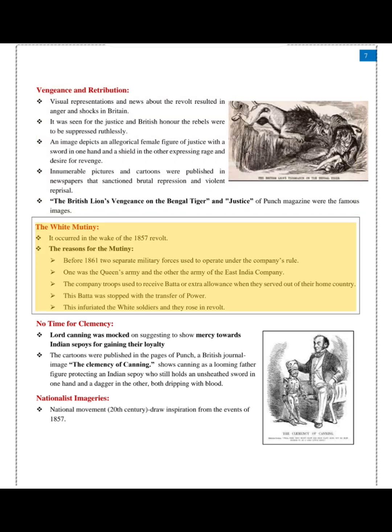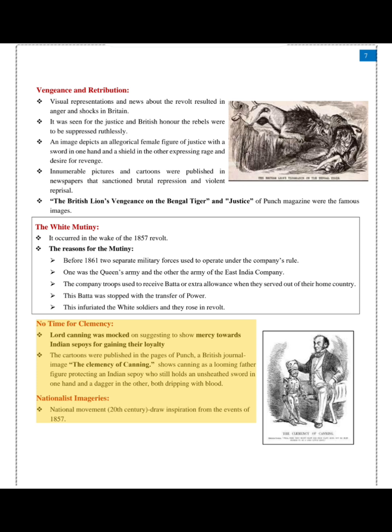The White Mutiny. It occurred in the wake of the 1857 revolt. The reasons for the mutiny. Before 1861, two separate military forces used to operate under the company's rule. One was the Queen's Army and the other the Army of the East India Company. The company troops used to receive batta, or extra allowance, when they served out of their home country. This batta was stopped with the transfer of power. This infuriated the white soldiers and they rose in revolt.